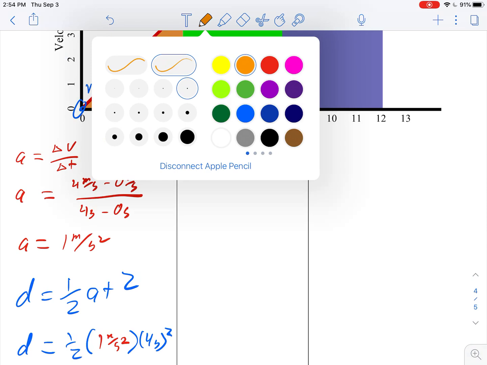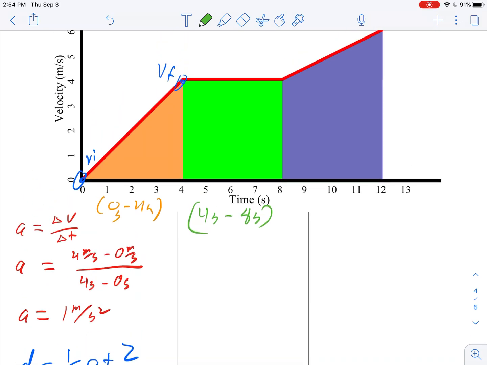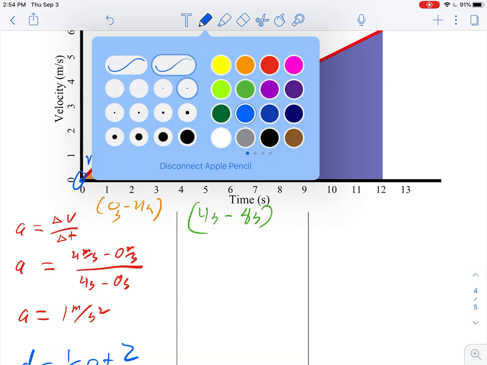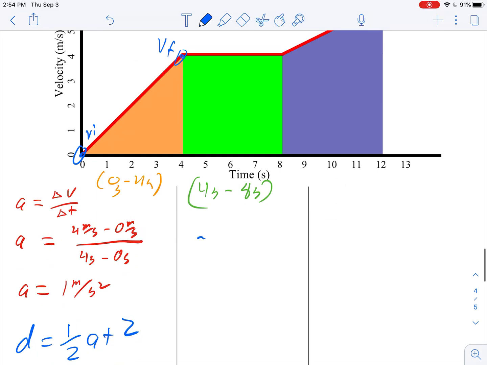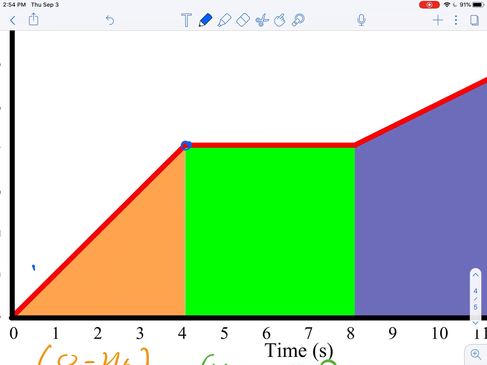For this middle piece, my time interval is 4 seconds to 8 seconds. For the rectangle, I found the area of the rectangle on page number 3, which is just base times height. So the displacement is base times height. If I look up at my points, considering the green interval now, this would be my initial velocity. This would be my final velocity. But they've got the same value.